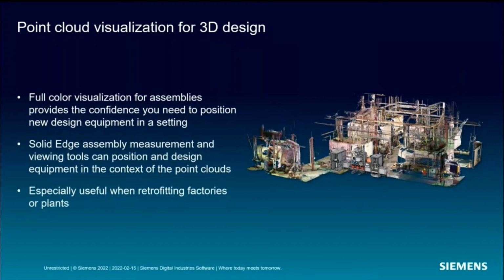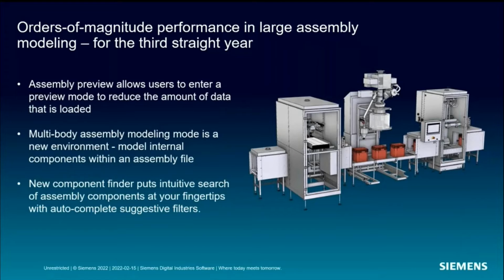This capability can provide confidence in the decision of where to position new design equipment and is available with our premium subscriptions. We have been investing quite a bit in large assembly modeling performance, and it shows. For the third straight year, we have achieved orders of magnitude performance improvement. And it was pretty fast before, but now our new capabilities make it even faster.